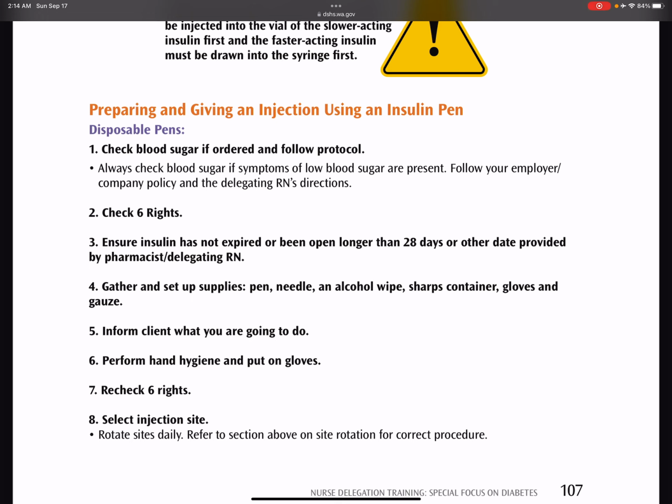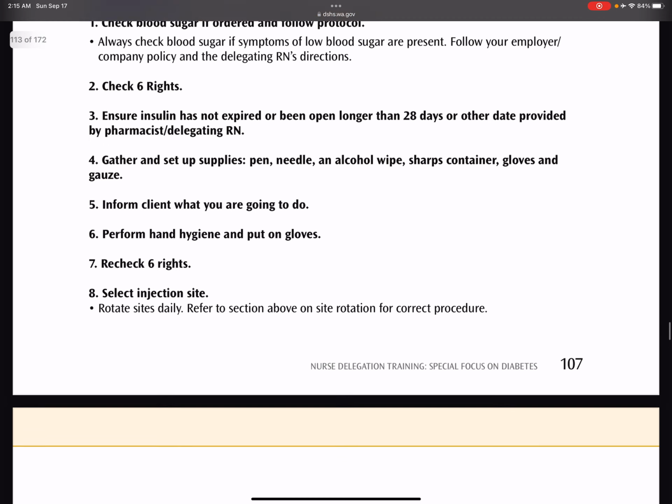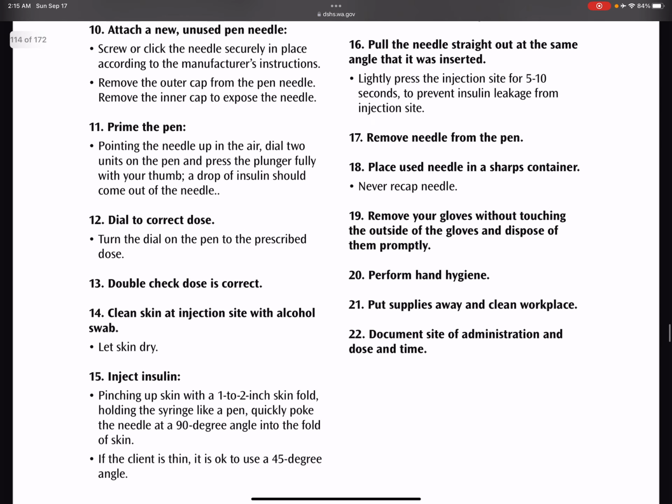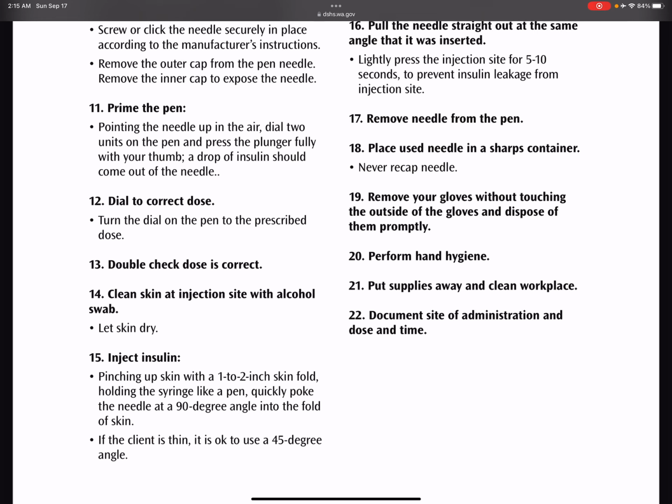When you are injecting, pinch up the skin with a 1 to 2 inch skin fold, holding the pen like a pen. Quickly poke the needle at a 90-degree angle into the skin fold. If the client is thin, it's okay to use a 45-degree angle. While holding the insulin pen in place, release the fold of skin before injecting the insulin and push the dose knob all the way down. Keep the insulin pen in place for 10 seconds to ensure all the insulin is injected.